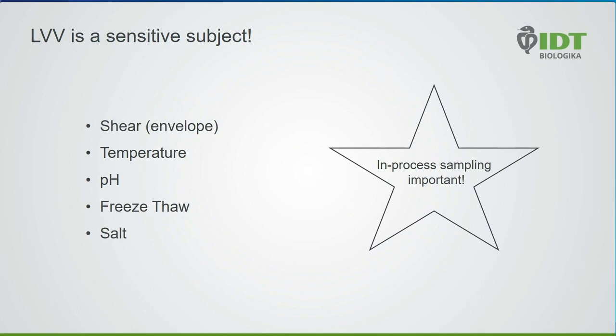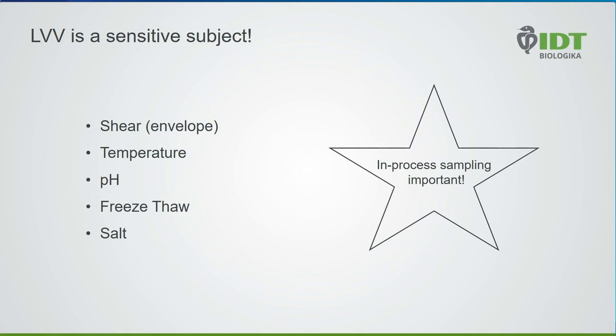So it is really important to do that in-process sampling. If you notice that at any point in your downstream process you're losing a lot of virus or there's a lot of aggregation, you need to go back and optimize that step. But if you don't do that and just look at your final titers, you may not know where in the process you've lost those numbers. So in-process sampling is extremely important for this one.